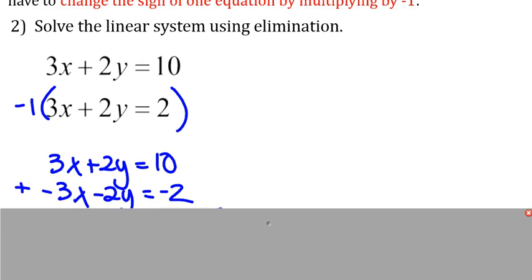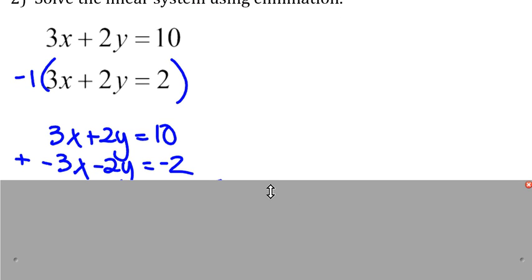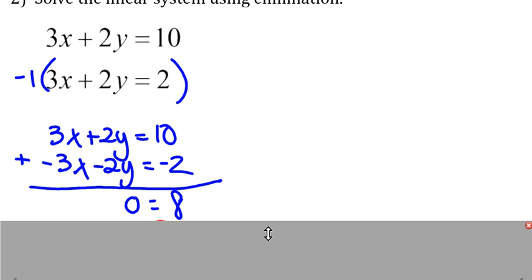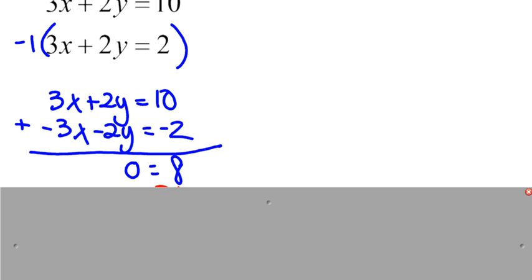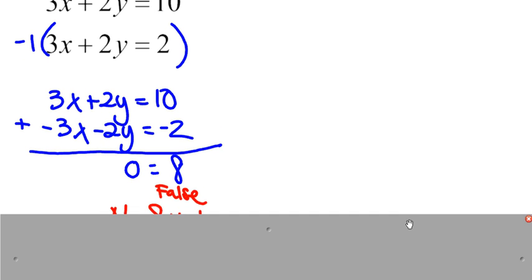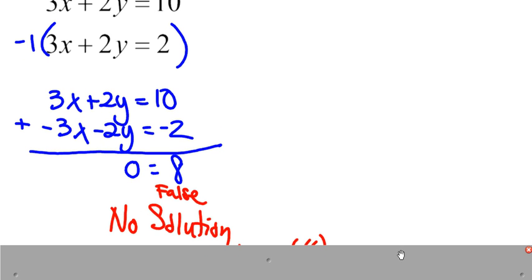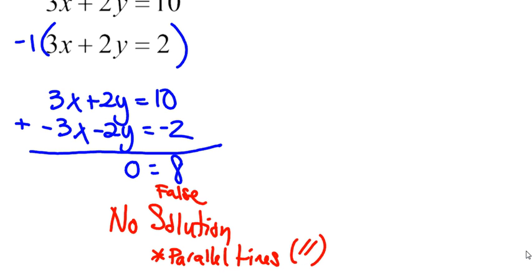Well, when I add them together, a positive 3x and a negative 3x would give me no x's, so 0. And a positive 2y and a negative 2y will give me 0. And a 10 and a negative 2 would give me 8. So here I'm left with 0 equals 8. Well, we know that 0 does not equal 8. That's not true. Since that's false, that means that there's no solution. And we know algebraically when no solution occurs, that's telling us we have parallel lines. They will not cross.